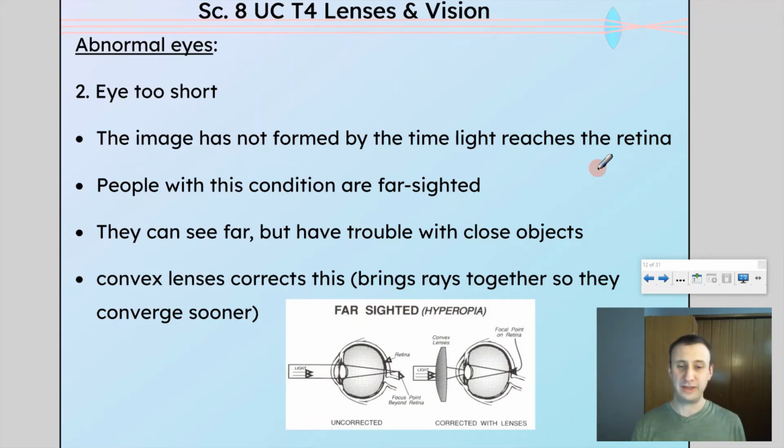Now, let's say that your eyes instead are too short. So the image is actually forming past the back of the eyeball, but again, they're not hitting the retina properly. People with this condition are called farsighted.